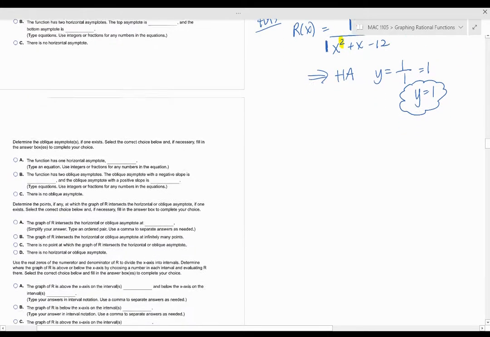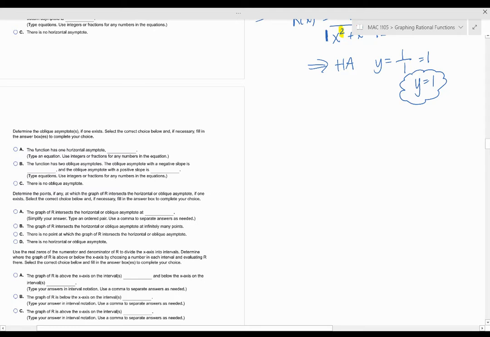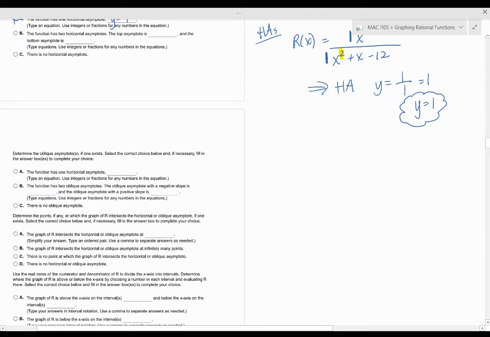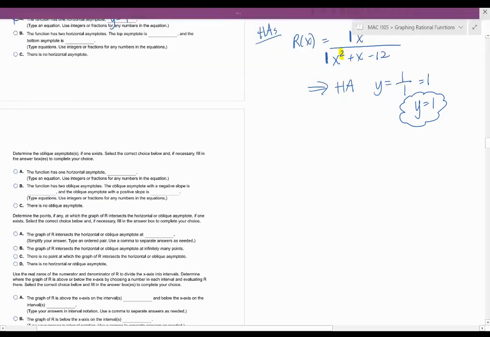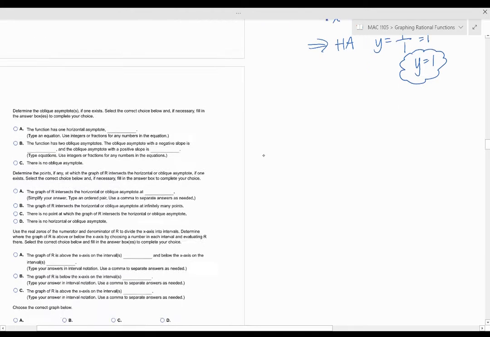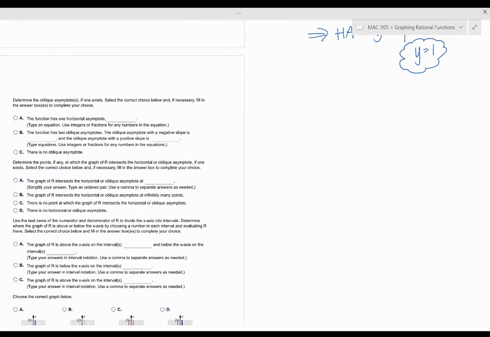The next one says determine if your function has any oblique asymptotes. Well, we know if our function has a horizontal asymptote, it's not going to have an oblique asymptote. It's not going to have both. So it has no oblique asymptote because we already found that it has a horizontal.